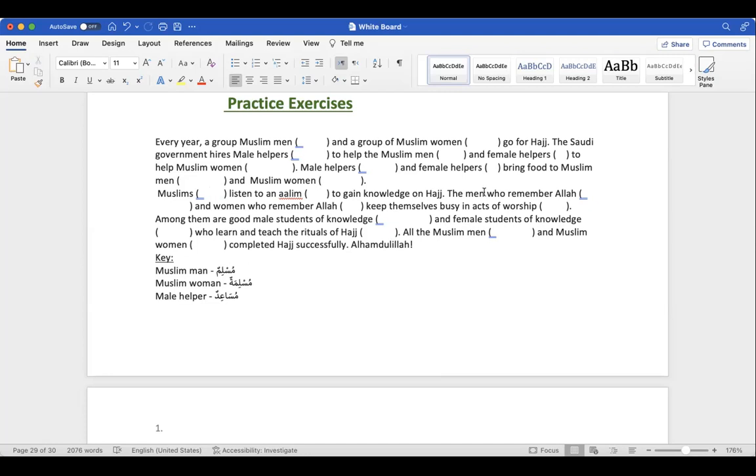Okay. The men who remember Allah subhanahu wa ta'ala and women who remember Allah keep themselves busy in acts of worship. Now, what are the men who remember Allah? So what will you say?